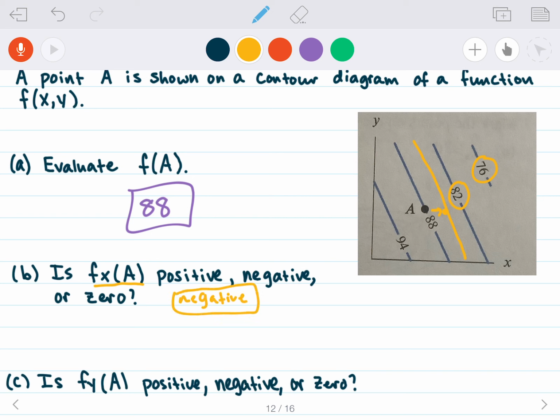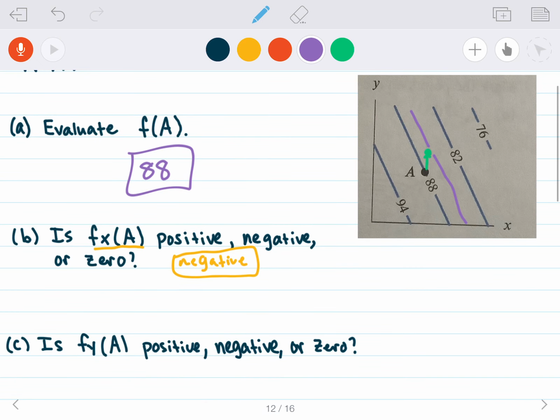Okay. What about when y increases? So if we're at A and we increase y just a little bit, and we were to draw a line through here, well, again, that's going to be a decrease. We're going to be moving to a smaller z value. So this is also going to be negative.